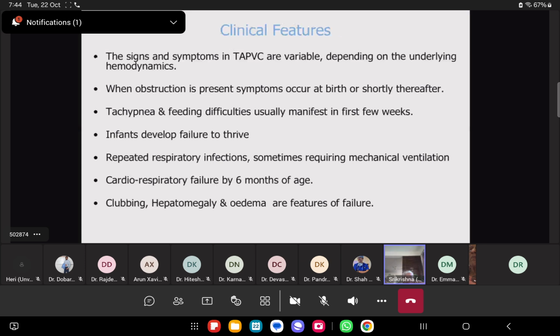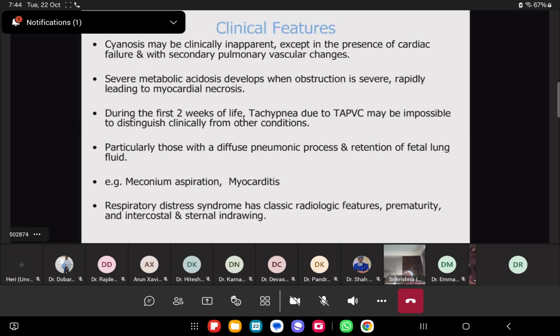Later, the patient will have clubbing, hepatomegaly, and edema as features of the failure. Cyanosis may be clinically inapparent except in the presence of cardiac failure and secondary pulmonary vascular changes. Severe metabolic acidosis develops when obstruction is severe, rapidly leading to myocardial necrosis.